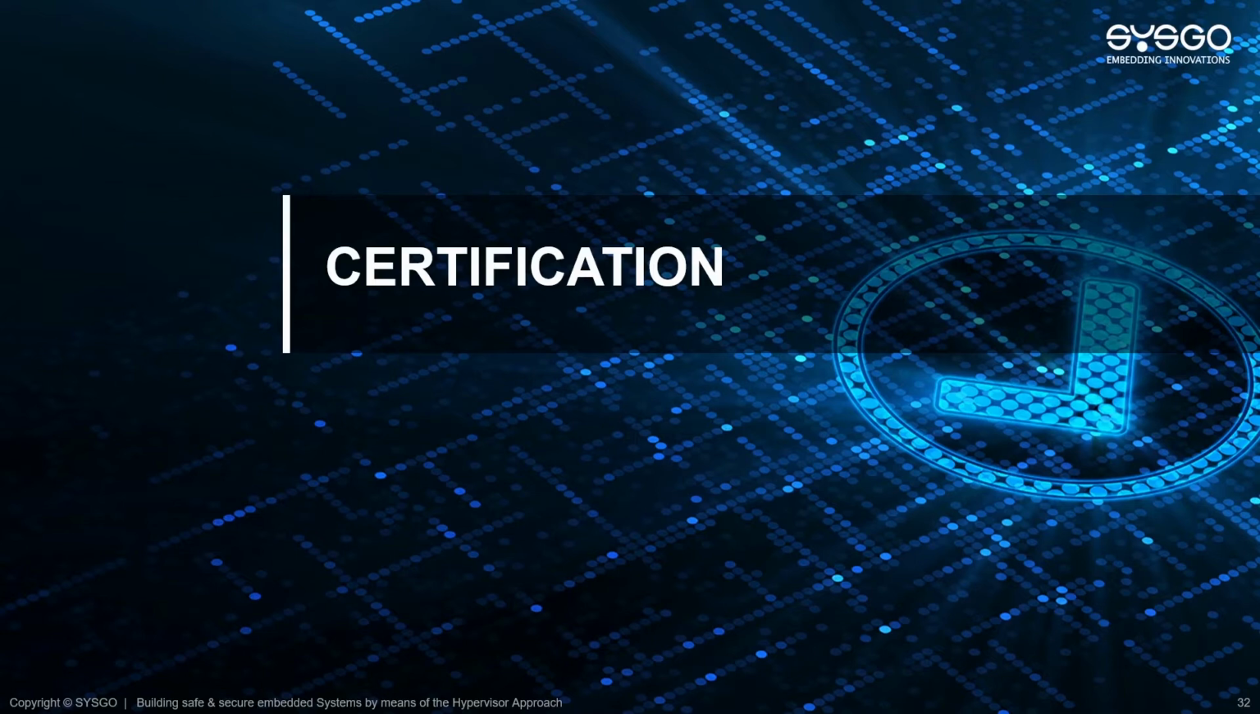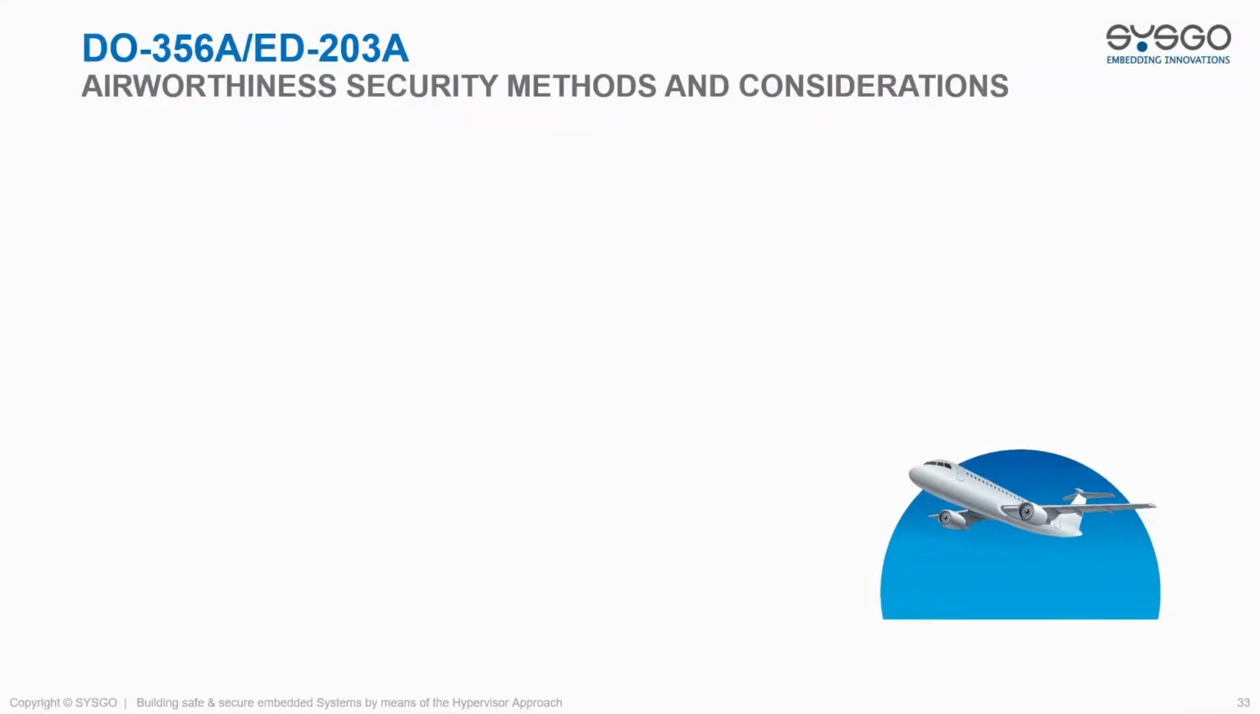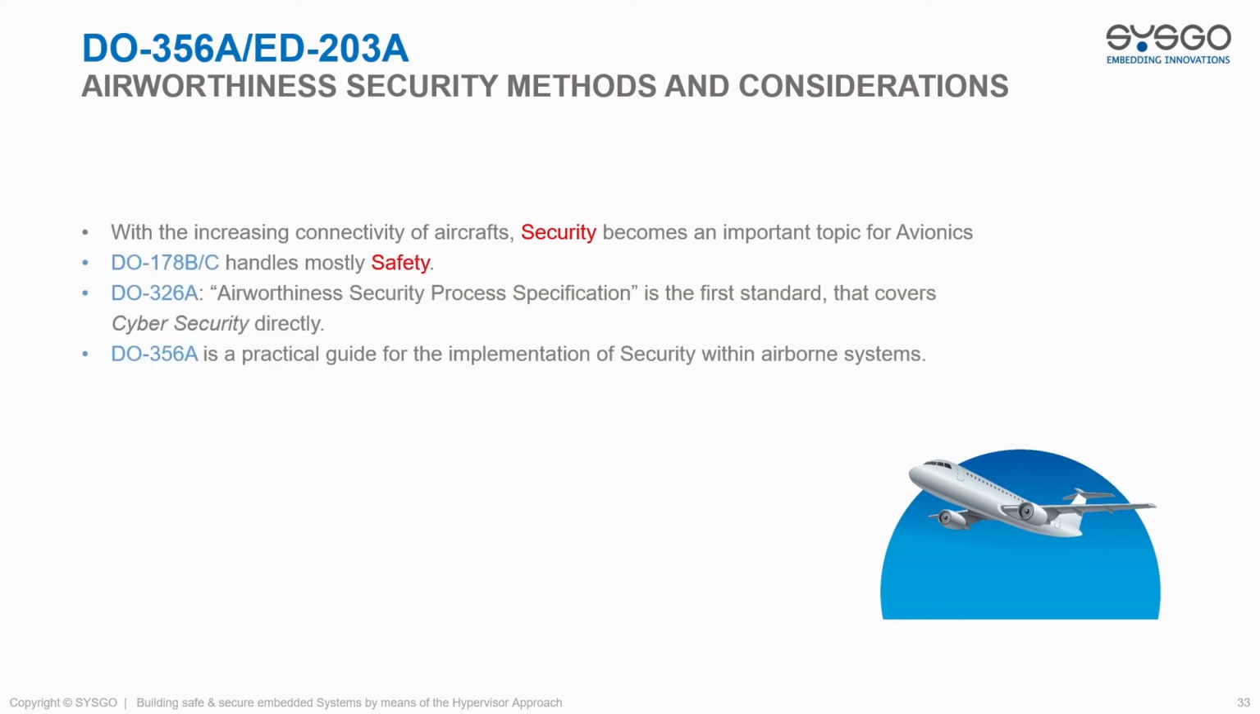Just some hints on certification. In terms of security, there is a new standard. It's the DO-326A, which is the first cybersecurity standard, and it has been backed up by the DO-356 standard, which actually is a practical guide to the new cybersecurity standard. And this DO-356A standard has a whole lot of checklists which help you to set up aircraft or airworthiness systems that follow standard procedures of security within an airplane.